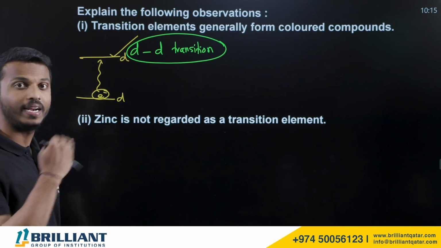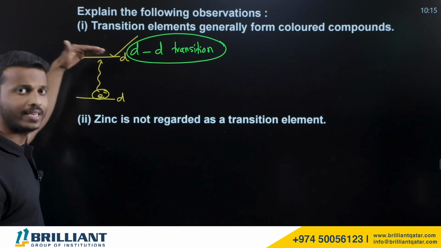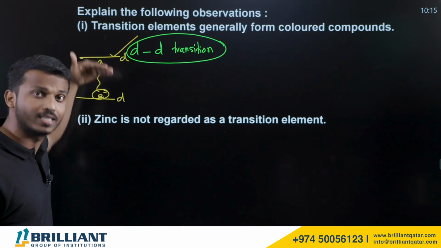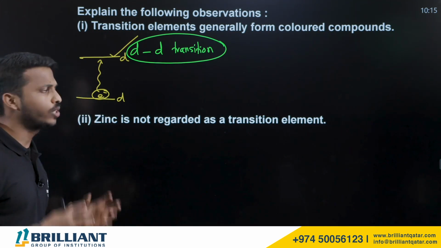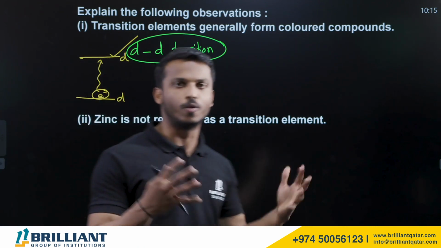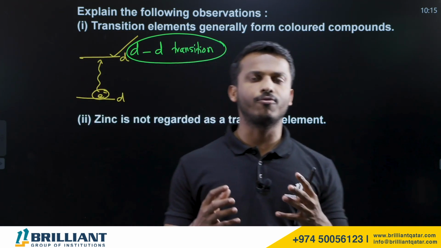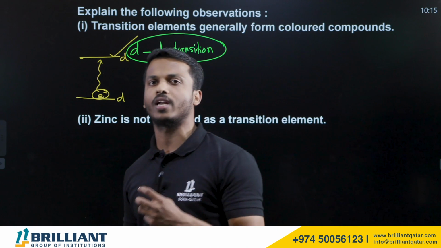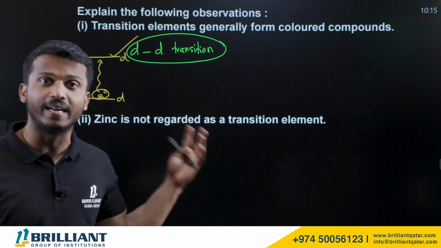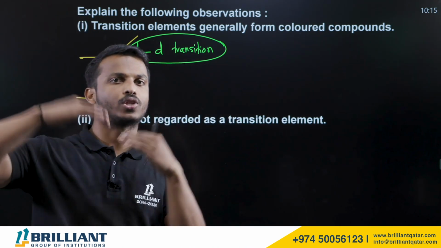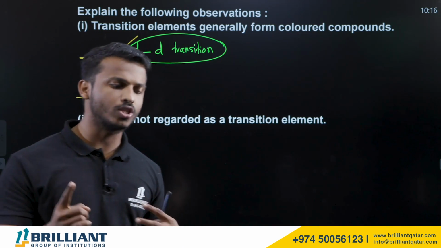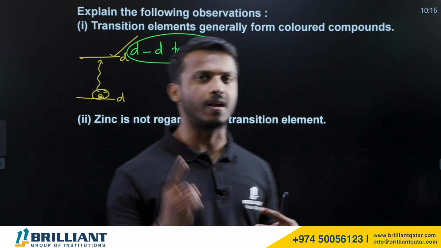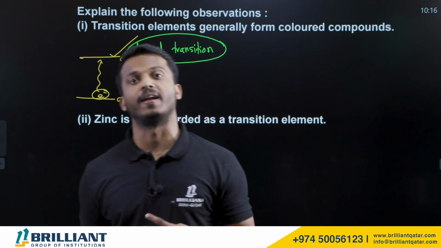This is called d-d transition. In the excited state, the stability of the electron is very less, so it will definitely come back to the ground state by releasing the energy. So their complementary colors, we can observe. So the main reason for the color of transition elements is what? d-d transition, because of the excitation of electrons by absorbing energy from the visible region. And one most important condition in order to exhibit color is the presence of unpaired electrons.